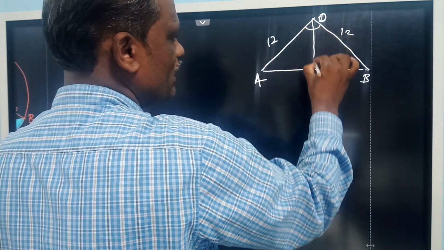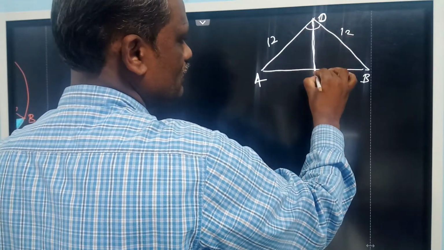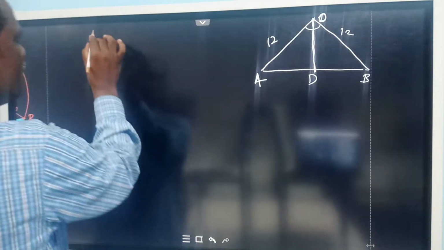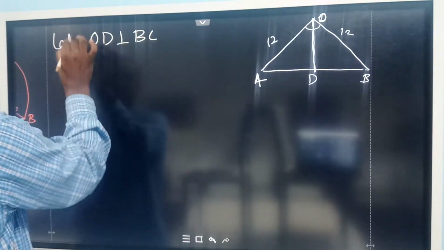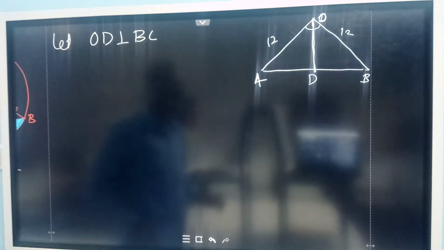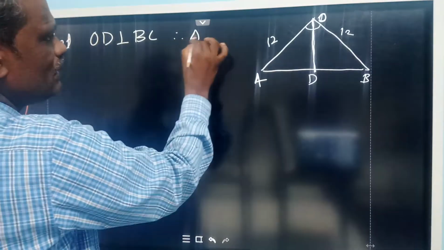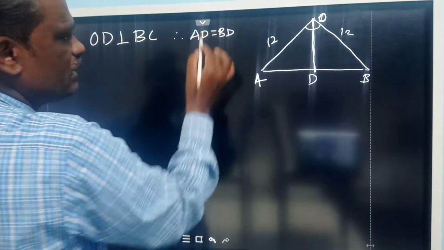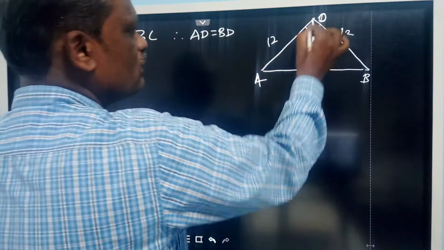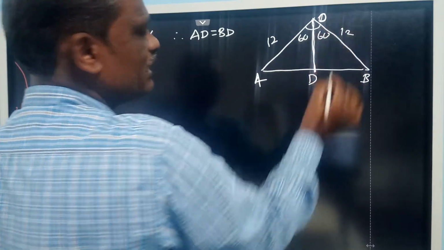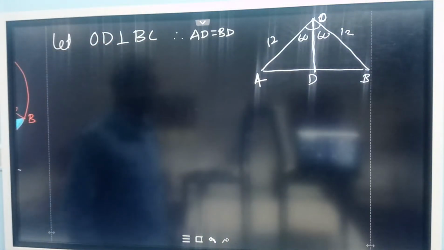If I draw the perpendicular bisector of this one, so D, let OD be perpendicular to AB, then it bisects. Therefore AD will be equal to BD. It bisects because it is an isosceles triangle. Since this is 120 degrees, these two will become 60 degrees each.